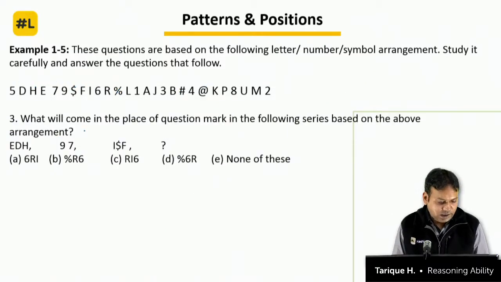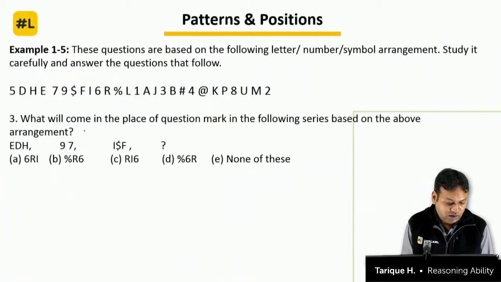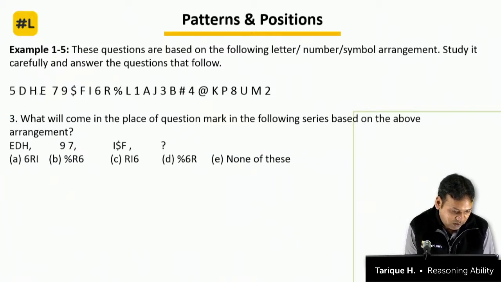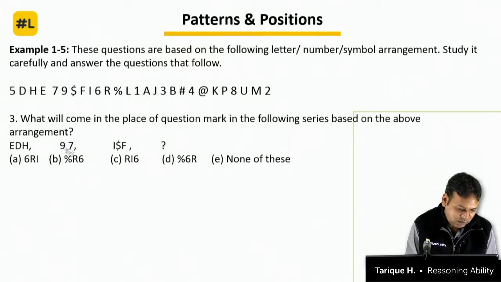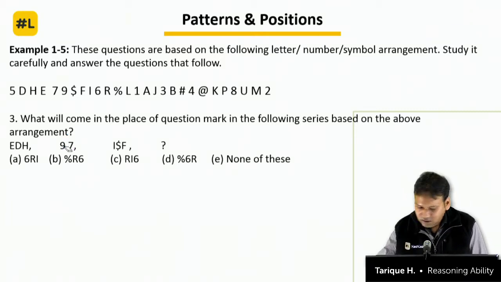Next we'll look at this question. Here we have three combinations given to us. I think something is missing here. One second, I'll just correct this part. So EDH is given to you and 9E7 should be there. Okay, so 9E7, I think it's a typo error.